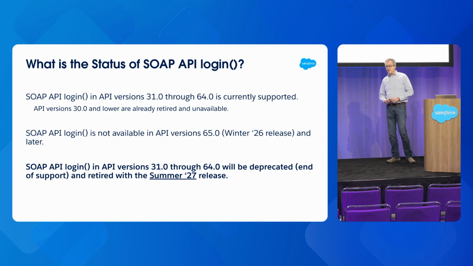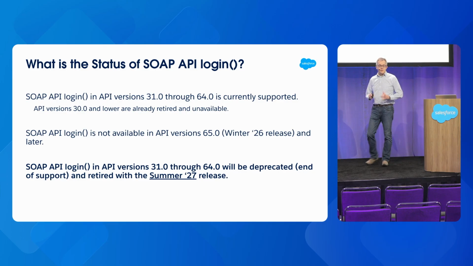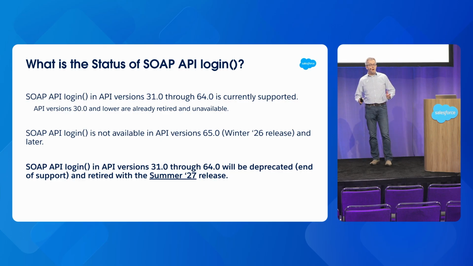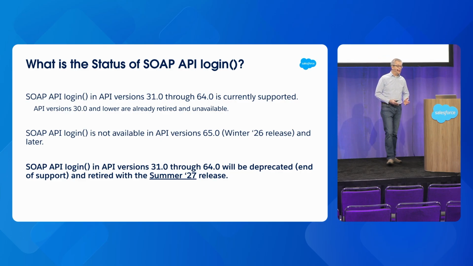So what is the status of SOAP API login? Let's just start by understanding where we are at the moment. Today, SOAP API login is supported in API versions 31 through 64. So it's currently supported and is available for use.